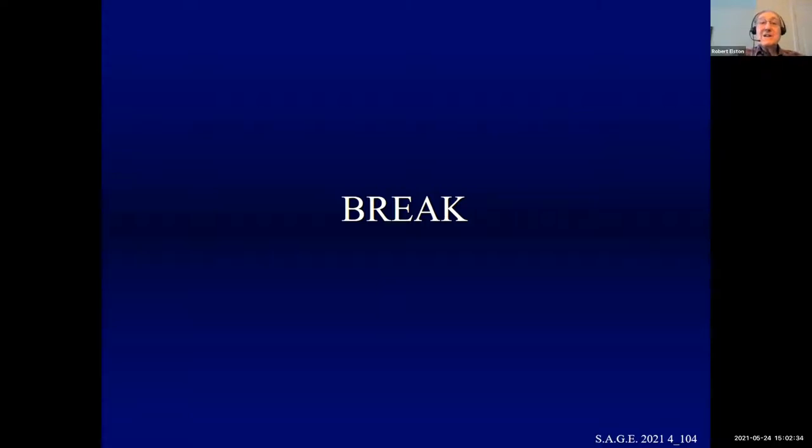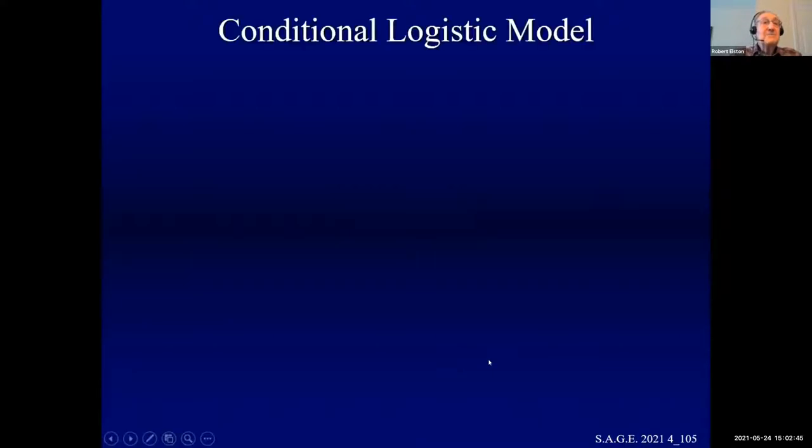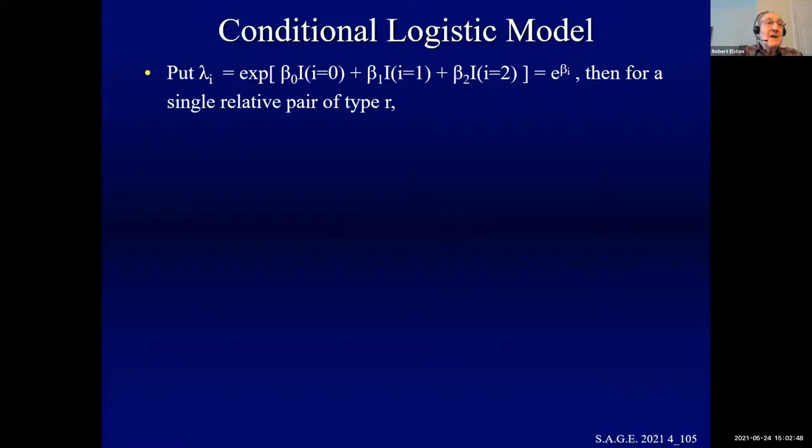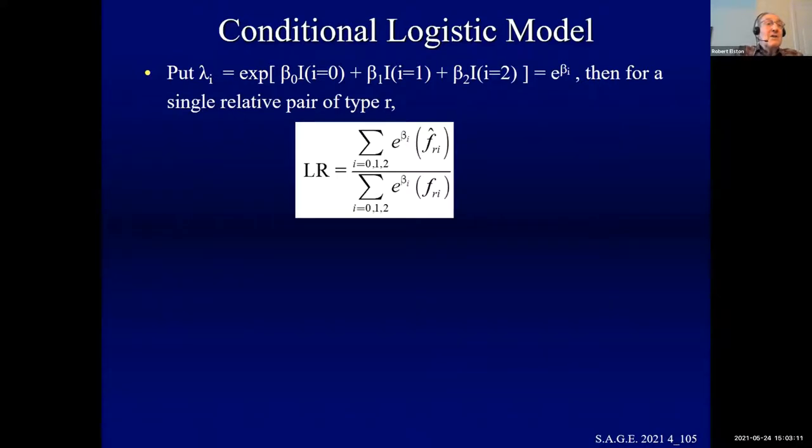All right. So now we're going to talk a little bit more about the conditional logistic model. Call these recurrence risks, put it in this form, which is equal to e to the beta i. Then for a single relative pair of type R, we have this ratio.